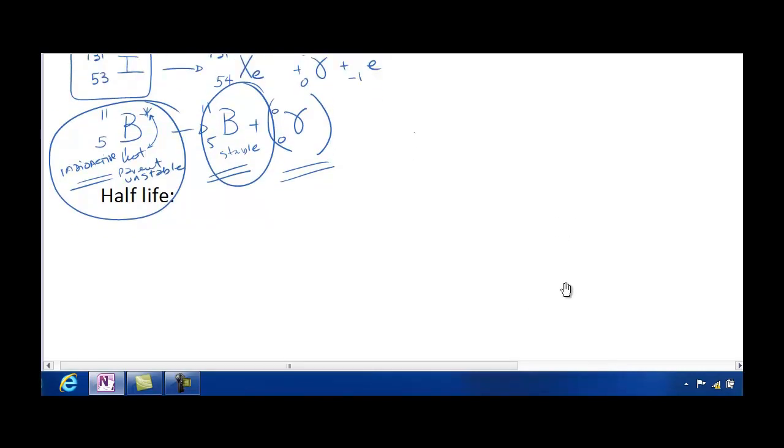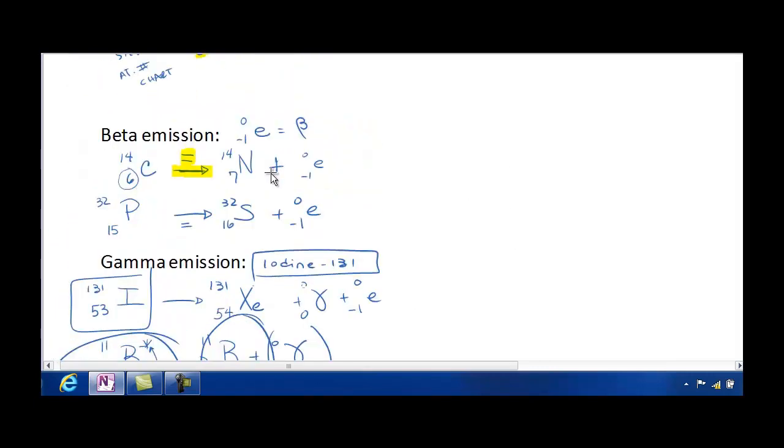Now, your next question should be, okay, I'm beginning to understand that not every single element in the chart is stable, that some are hot, just shooting out radioactivity. But how long does this process take? How long does carbon-14 take to get to be nitrogen? How long did P32 take to turn into sulfur? How long did iodine-131 take to turn into xenon?